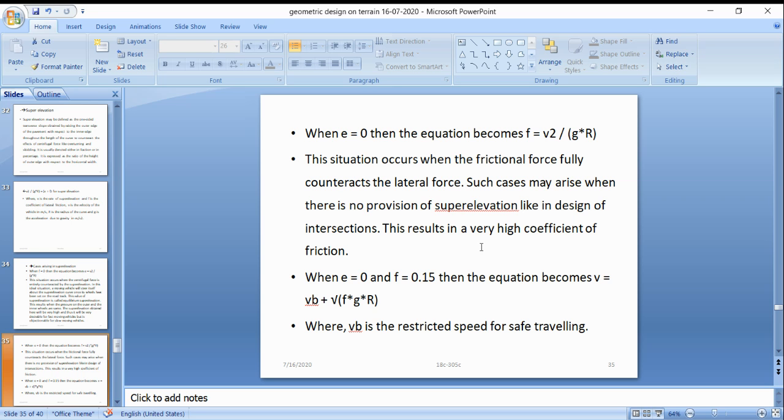So it will be a design of intersection. Where any two roads intersect, crossroads, there the super elevation will be zero and friction will be developed. So this will develop E equal to 0 and F equal to 0.15. That equation becomes VB equals root of F into G into R. VB is nothing but the stress speed. Where the super elevation is zero, the speed is restricted.